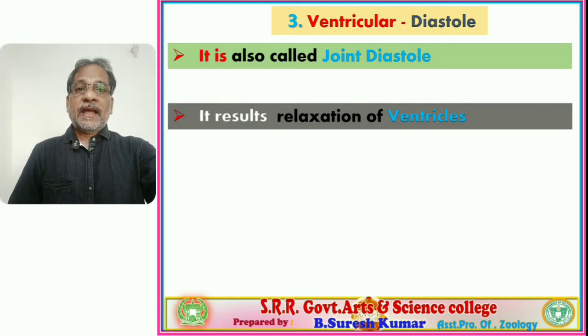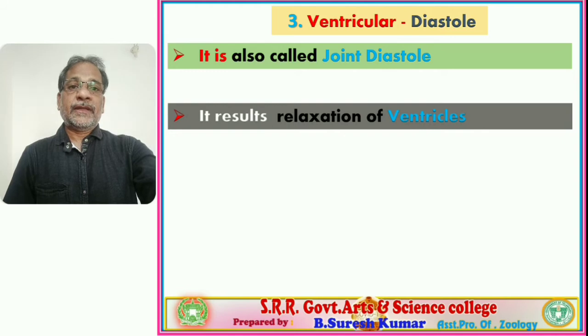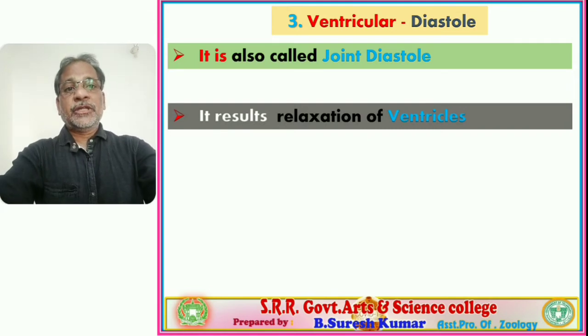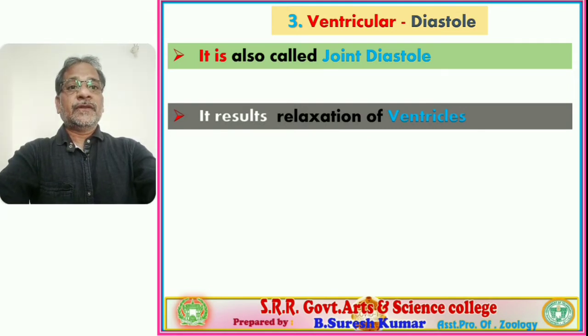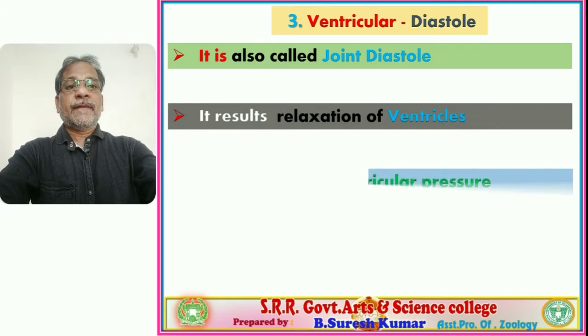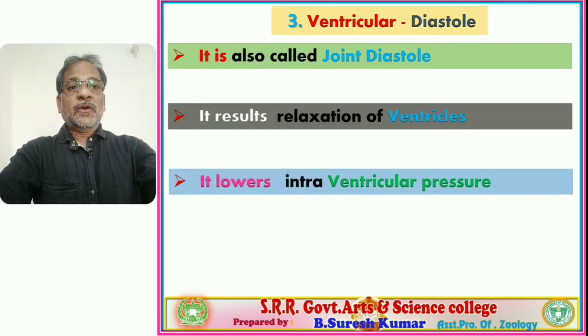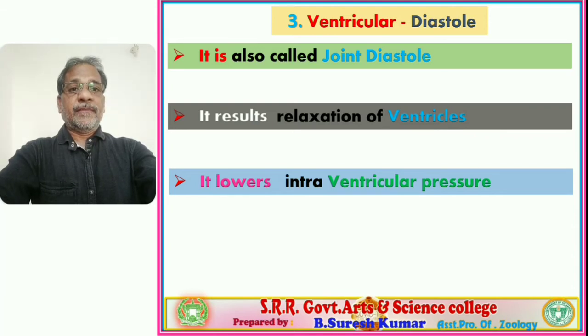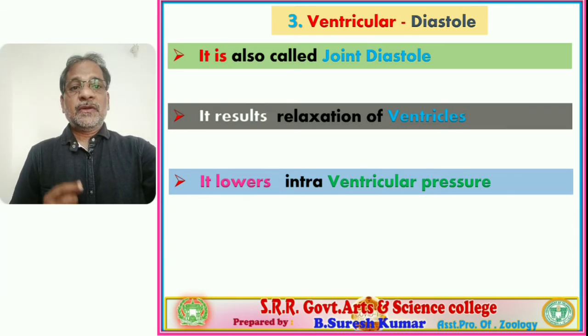It results in relaxation of the ventricle. So at the time of ventricular systole, the atria have already attained relaxation. Now the ventricles are going to relax, so it is complete diastole. It is the relaxation of the ventricle. It lowers the intraventricular pressure. So systole increases the intraventricular pressure, but diastole lowers the intraventricular pressure.